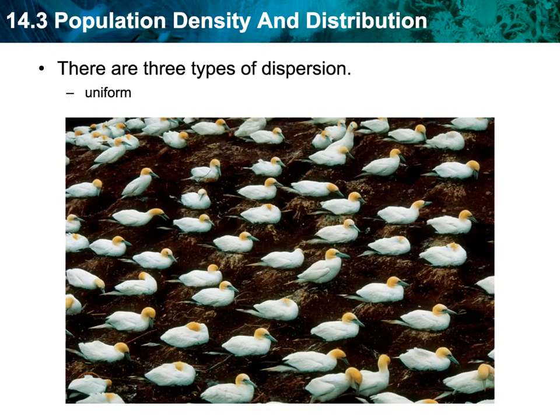Some other organisms have a uniform or even dispersion. These birds are equally spaced and showing uniform dispersion. We often see uniform dispersion in situations where organisms are territorial and defend a particular unit of space, and also in areas where, for example, human planting has happened, like in forests that have been planted by us.